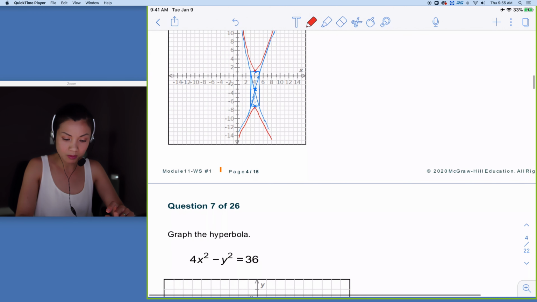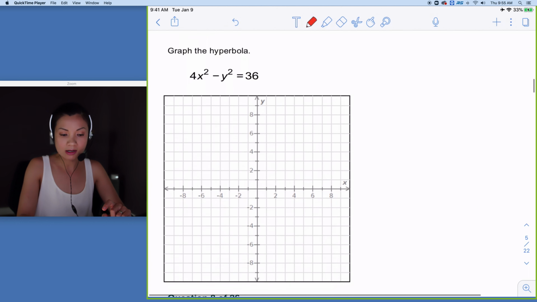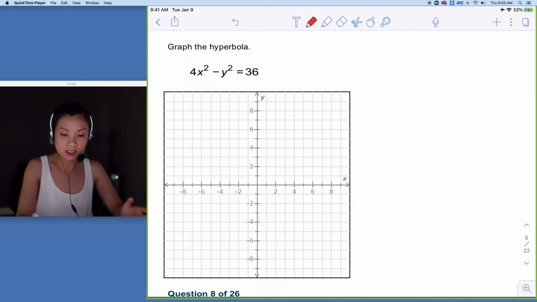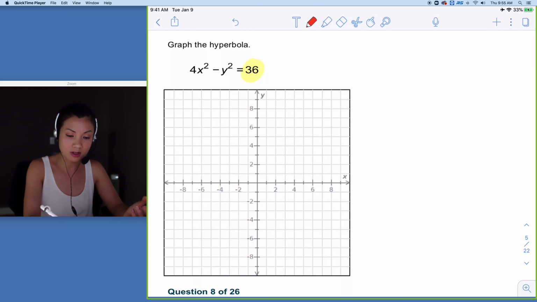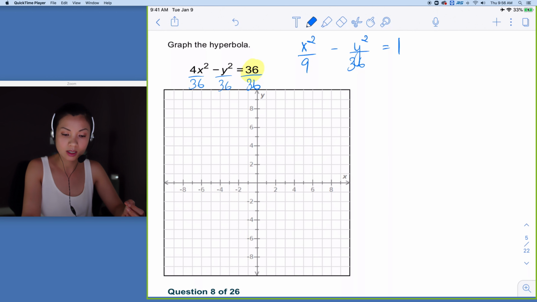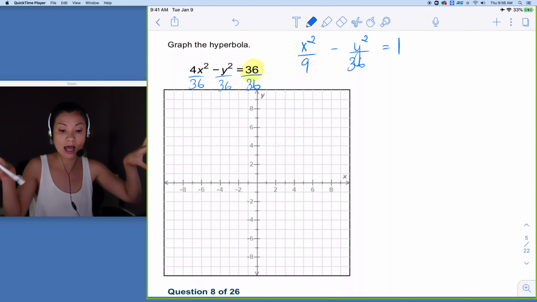That's the standard form of the hyperbola. How do we know the standard form? Just like ellipse, you need 1 here. Okay, so since we don't have 1 for this one, I'm going to have to divide everything by 36. So now I end up with x squared over 9 minus y squared over 36 equals 1. You can see that for this problem, x comes first. So I know that my hyperbola is going to be the sideways one.